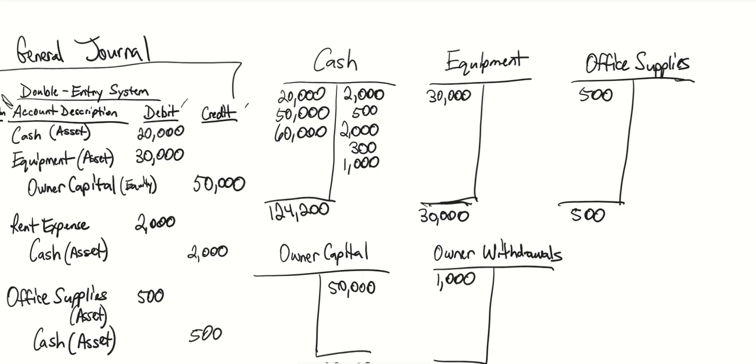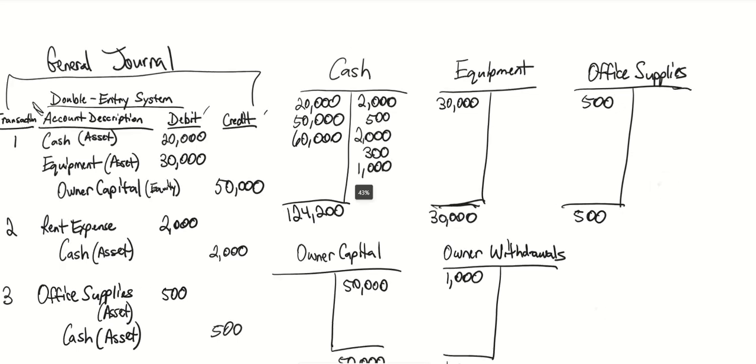$124,200. Okay, and this is because the amount in the debit column is greater than the amount in the credit column. So cash has an ending debit balance of $124,200. And that's great because normally that's what the balance should be. It should be a normal debit balance because it is an asset.